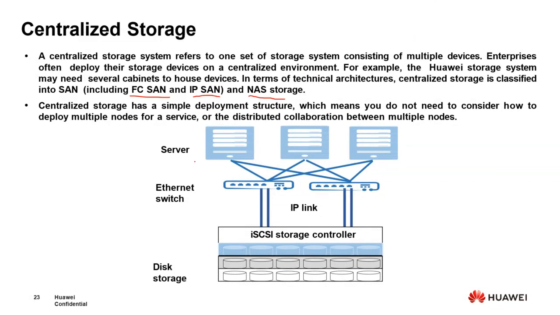But now, if you see this type of switch, who can tell me which type of connection this is? IP SAN, right? Because we are using an Ethernet switch, represented in blue, that means that an IP link is used. So it stores the information through the iSCSI storage controller, and you have a bunch of disks located in the same place. That's why it's centralized. All the disks are located in a central place.